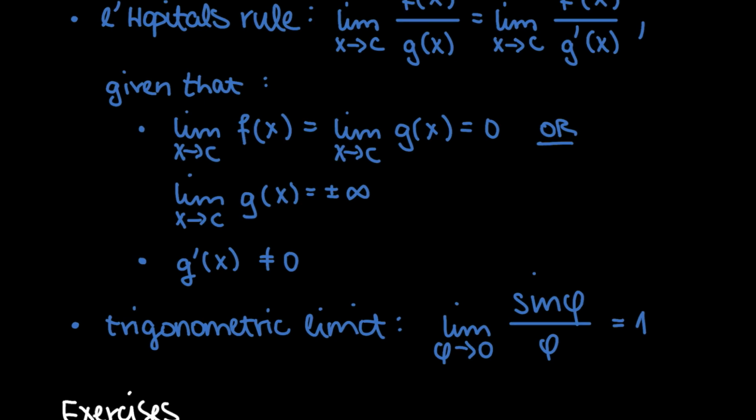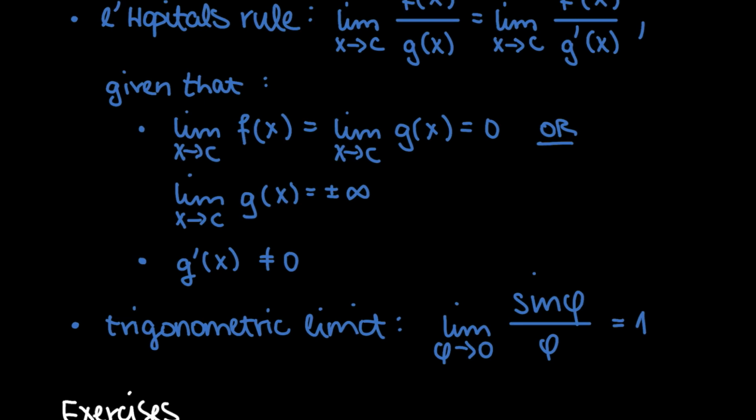So L'Hopital's rule states that the limit as x tends to some constant c of a function f of x over another function g of x equals the limit as x tends to c of the ratio of their derivatives. So that would be f dashed of x over g dashed of x. And there are some restrictions given over here that we will be going over. We haven't covered derivatives yet on this channel, but we will do so in the future. So this, of course, is only applicable if you've seen derivatives.